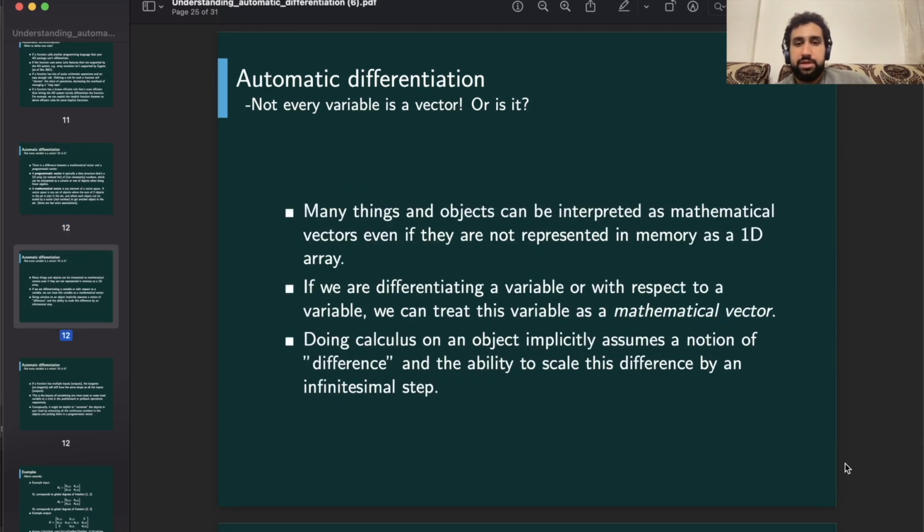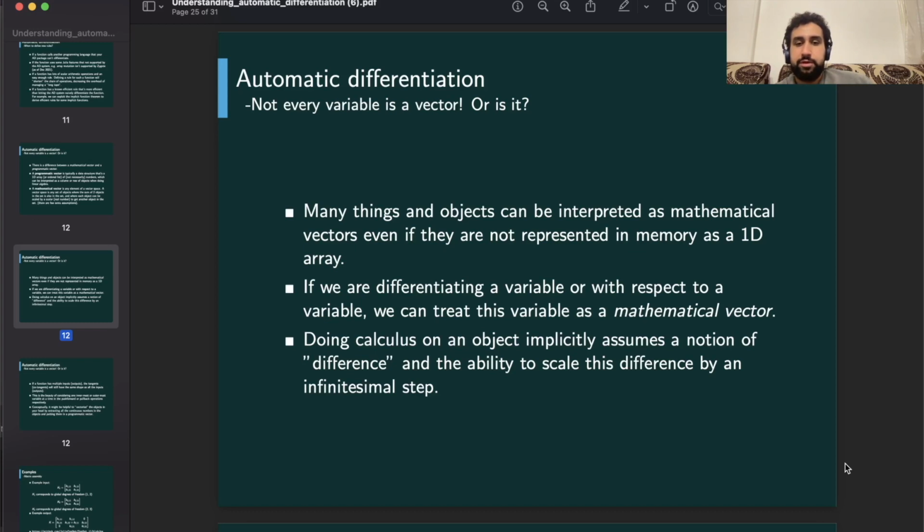And what I mean by that is basically many things in objects and data structures can be interpreted as mathematical vectors if you have these two notions in your head: a notion of addition or summation between two objects, and a notion of scaling. And so whenever you're differentiating a variable with respect to some other variable, and this variable is some object or some data structure, then we can essentially treat this variable as a mathematical vector.